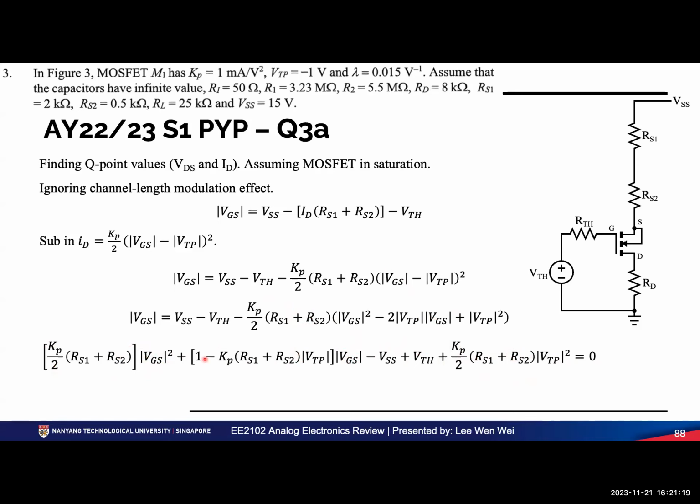This quadratic equation, I just need to solve for VGS. You can plug it inside the calculator, or you can do negative b plus minus square root of b square minus 4ac over 2a. VGS is x. VGS is unknown. VGS is G to S.